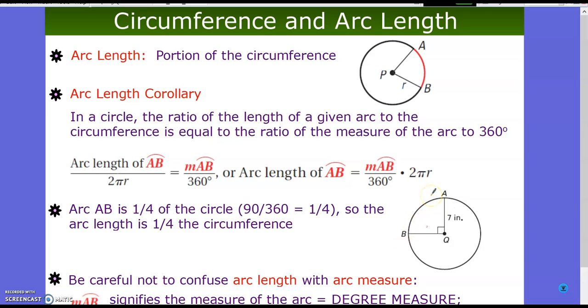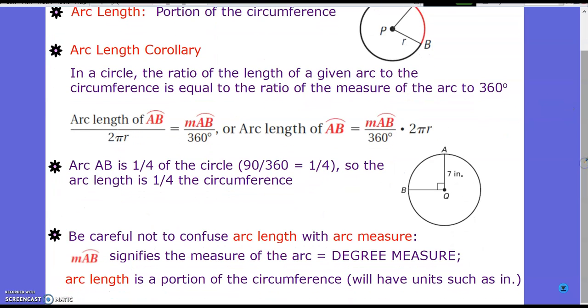So you can find the circumference of this circle and then divide it by 4 to find just this arc length. Make sure you recognize that arc length is different than arc measure. Arc measure has that m in front of the symbol for arc AB. It signifies the measure of the arc is equal in degree measure. Arc length is a portion of the circumference, and it will have units like inches or feet.